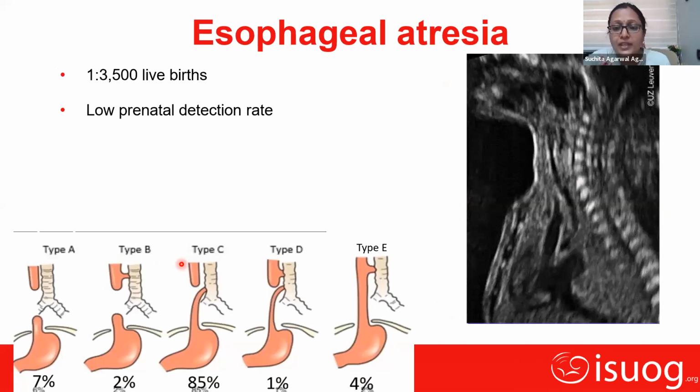So now come to esophageal atresia. Esophageal atresia is around 1 in 3,500 live births. It has a low prenatal detection rate.